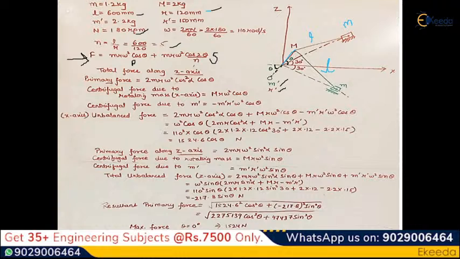So firstly we'll talk about the forces along the x-axis. The primary force along the x-axis because of both the connecting rods is 2 m r omega square cos square alpha cos theta. Now this we have already derived. How did we derive it? We said that the primary force is m r omega square cos theta, where theta is the angle which the crank makes with the line of stroke.